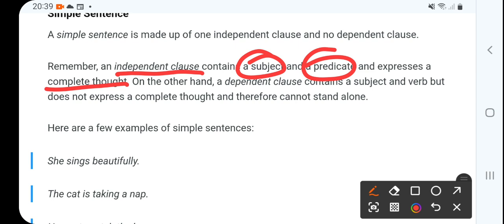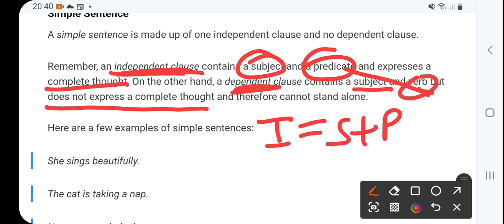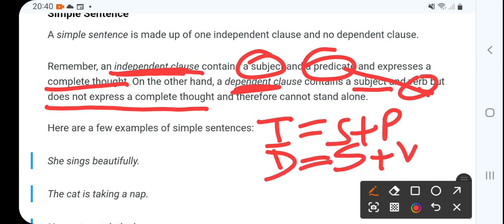On the other hand, a dependent clause contains a subject and verb, not a predicate, but does not express a complete thought. That is a dependent clause, and this is an independent clause, right? So repeating, an independent clause means subject plus predicate, which makes complete sense, and a dependent clause means subject plus verb, which does not make complete sense. This is the difference.